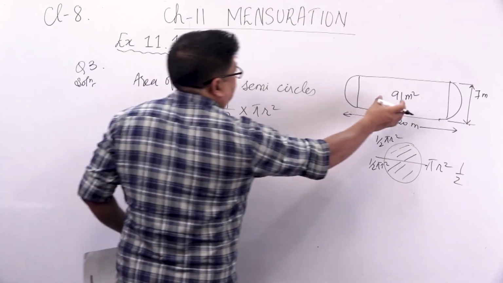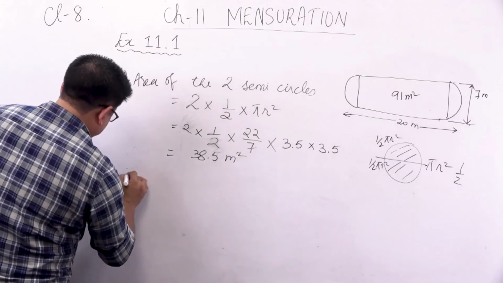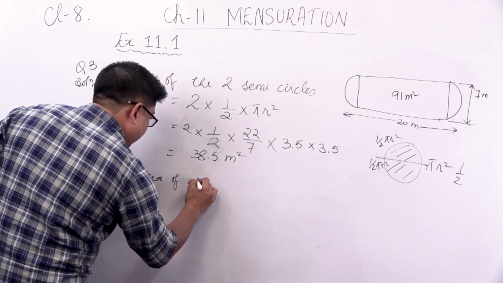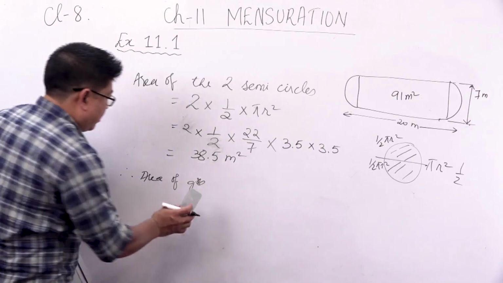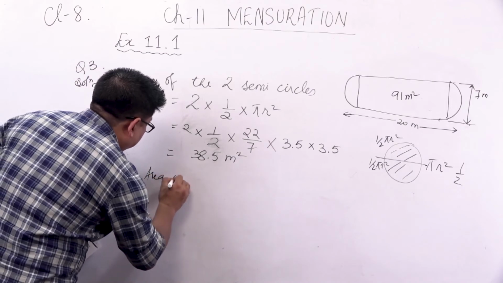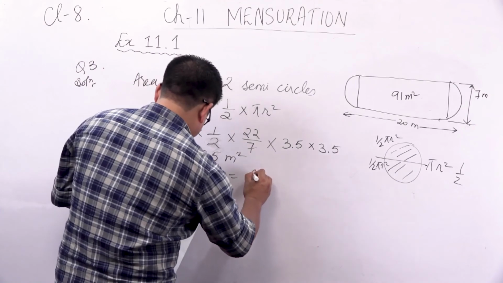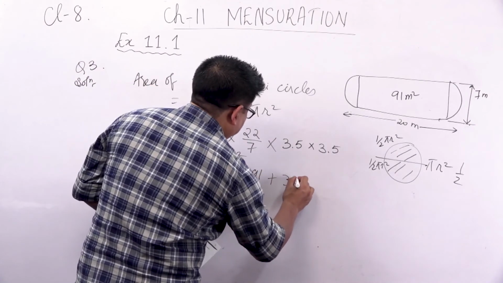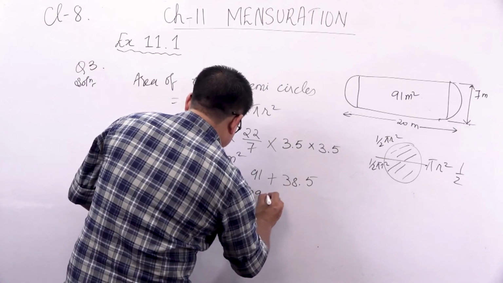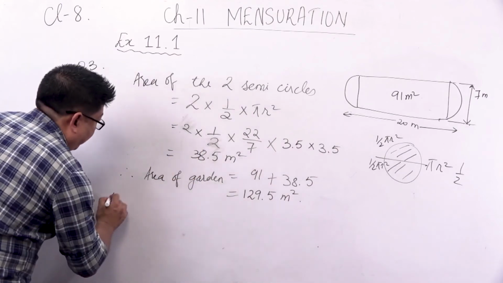Now, we have area of this rectangle and area of the two semicircles. Therefore, area of the whole garden. So we will write, therefore, area of garden is equal to 91 plus 38.5. When you add this, you get 129.5 meter square.